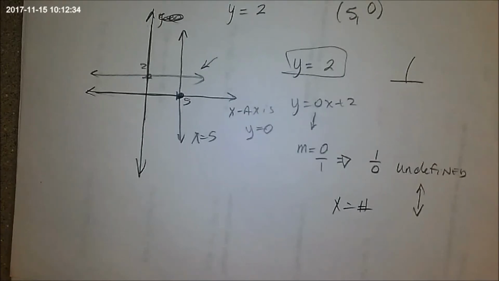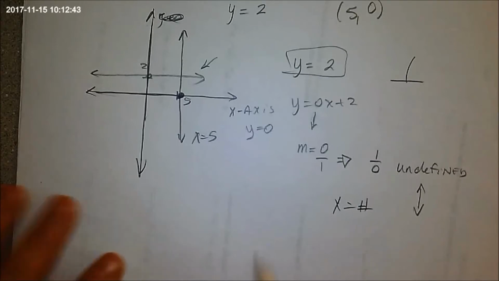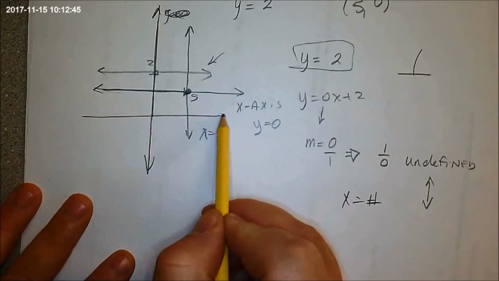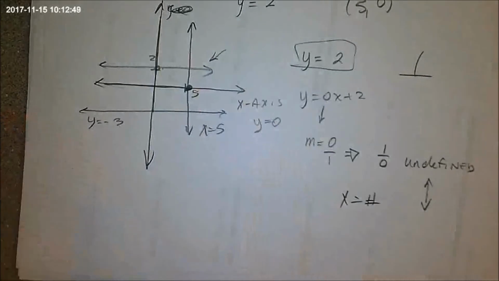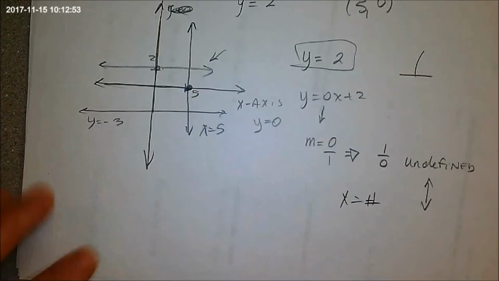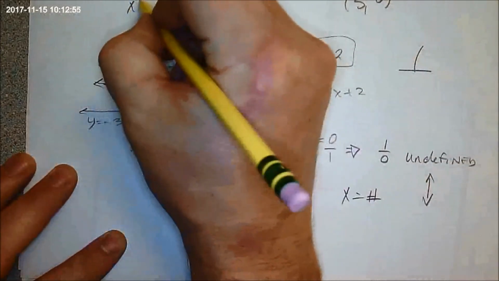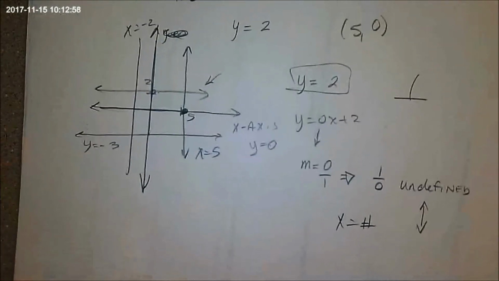It's so easy to mess it up. So a parallel line, that would be like y equals 3? Let's say y equals negative 3. Would that be parallel to y equals 2? Yeah, they both have a slope of 0. And it would be perpendicular to x equals negative 2. That would be perpendicular to y equals negative 3.